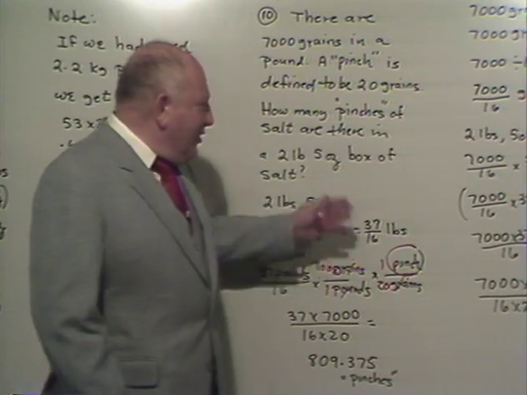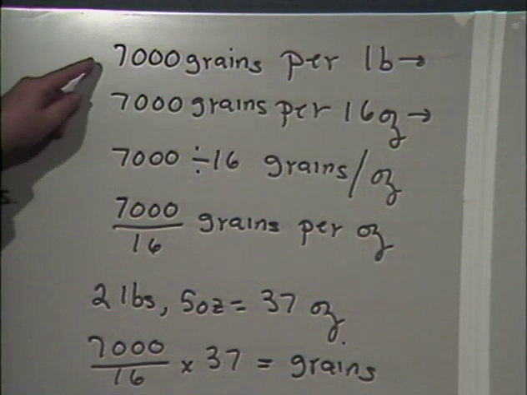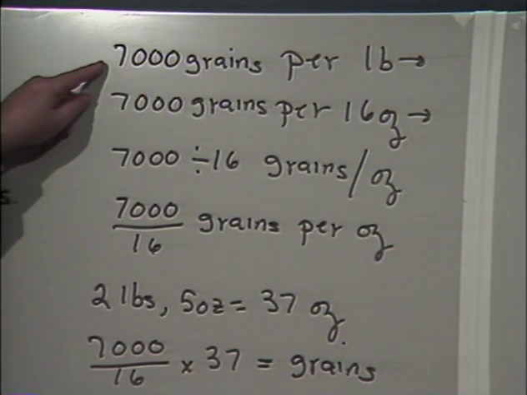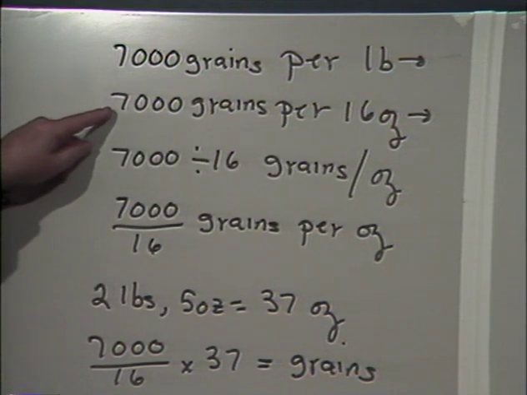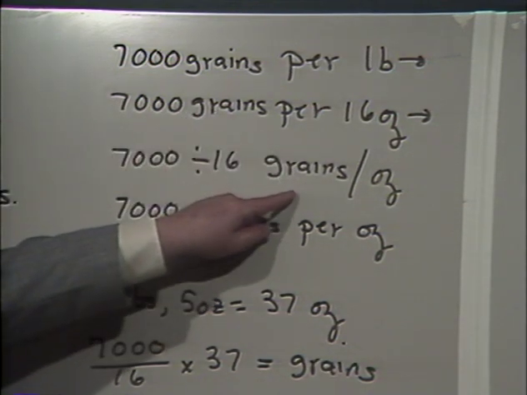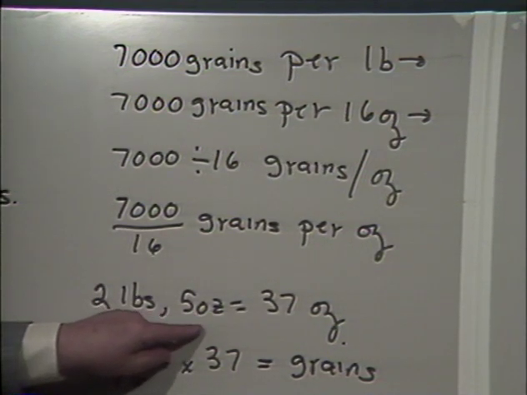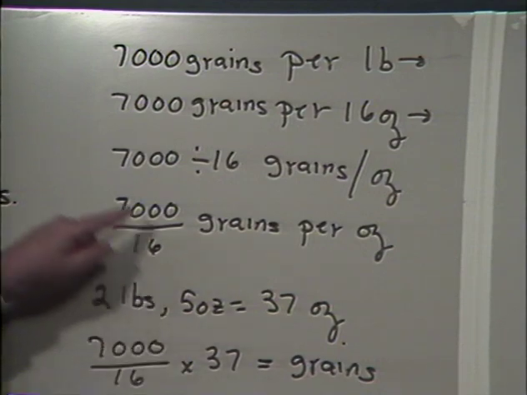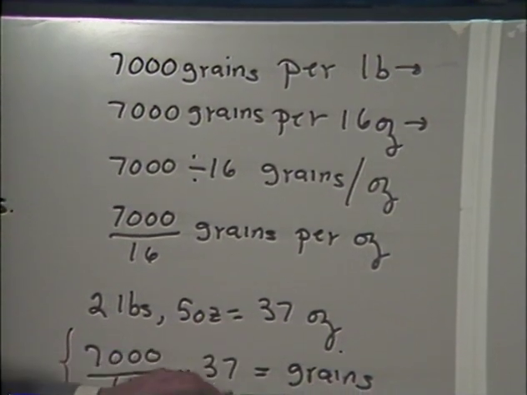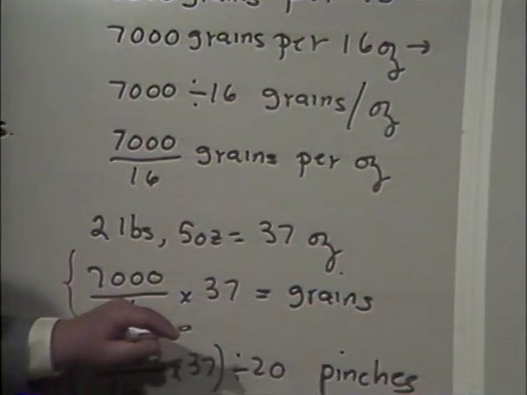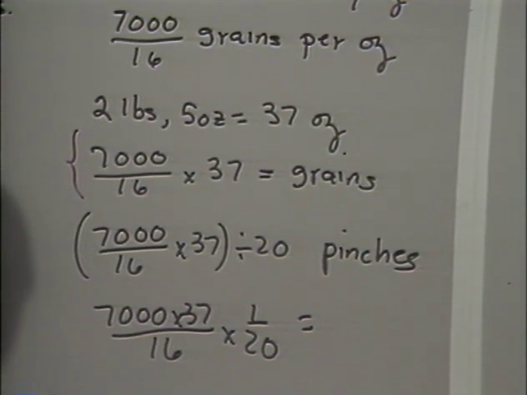Now, I didn't have to use the dimensional analysis here. I could have said something like this. I could have said, look, there are 7,000 grains per pound, so that's how many there are in 16 ounces. I'll divide 7,000 by 16. That will give me my grains per ounce. But I have 2 pounds, 5 ounces, so that's 37 ounces. So I'm going to have to take the grains per ounce and multiply that by 37, okay? That gives me how many grains I have.